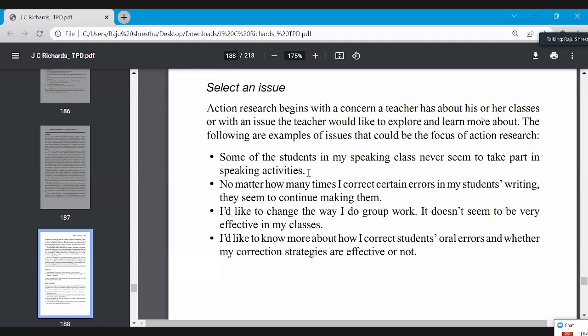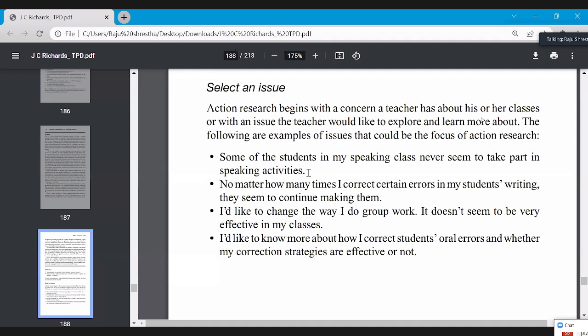Second issue, no matter how many times I correct certain errors in my students' writing, they seem to continue making them. Continue गरिरहेको हुन्छ के त्यो error correct गर्दै छु तर के हुन्छ? Repeating. Third, I would like to change the way I do group work. It doesn't seem to be very effective in my class. Group work लाई चाहिँ उले नयाँ तरिकाले चेन्ज गर्नु पर्यो. ग्रुप वर्क त्यति इफेक्टिभ भएन.